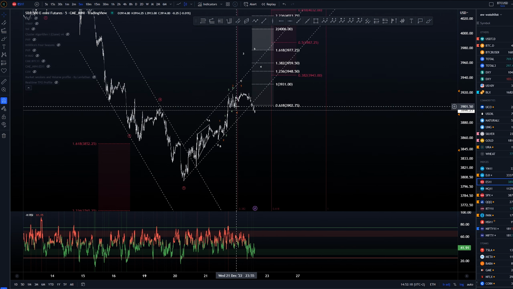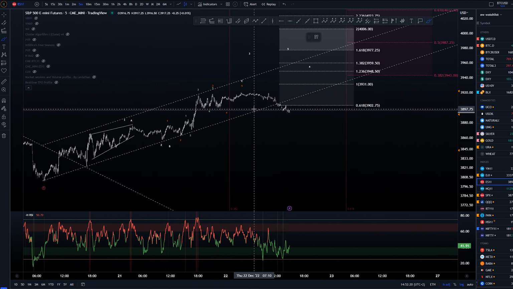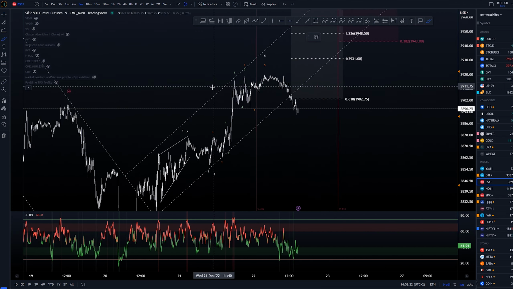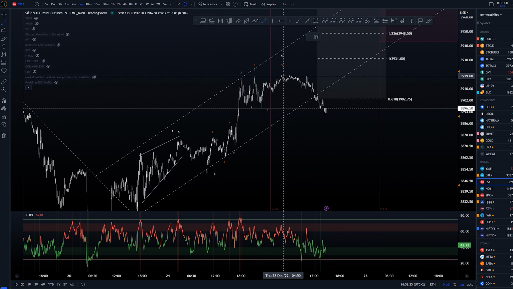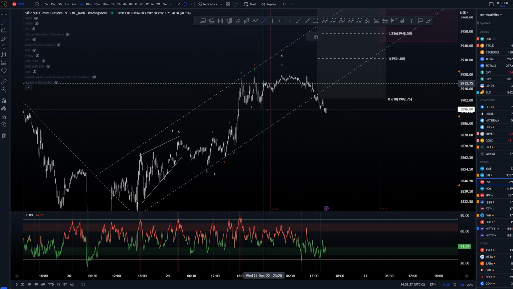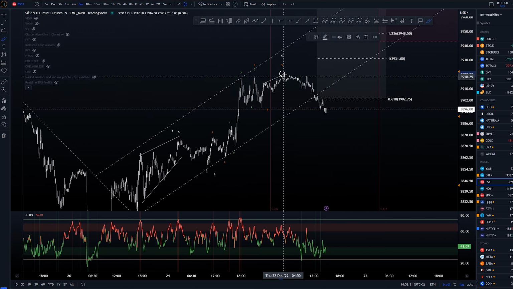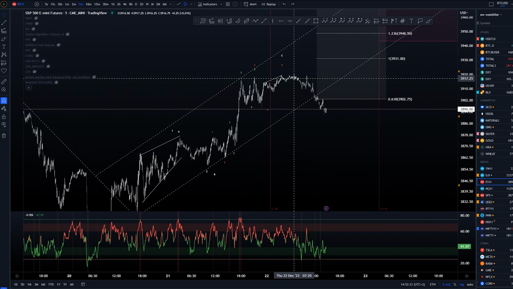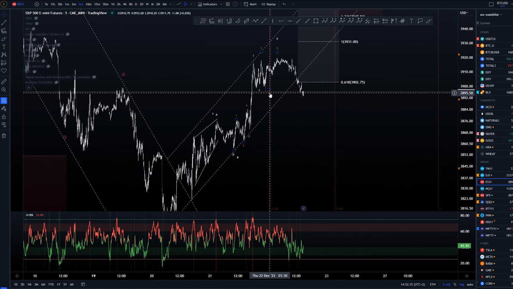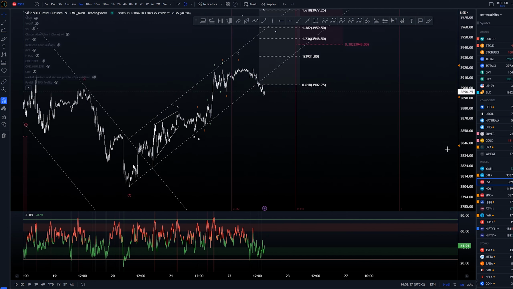The fifth wave structure here is not really good at all. I'm not even sure how I want to be labeling that. It's probably some kind of diagonal at the end. Maybe this is the third and that is the fifth here. I'm not even going to be attempting to label it now. But yeah, that is that.